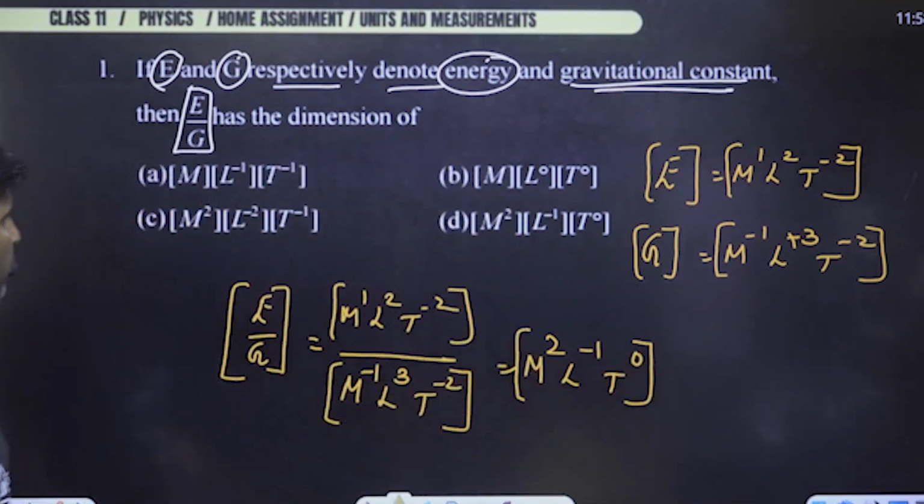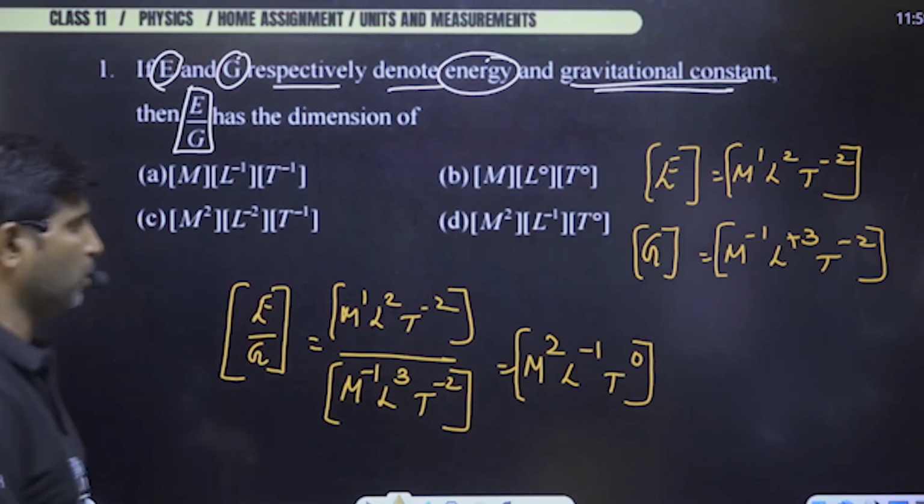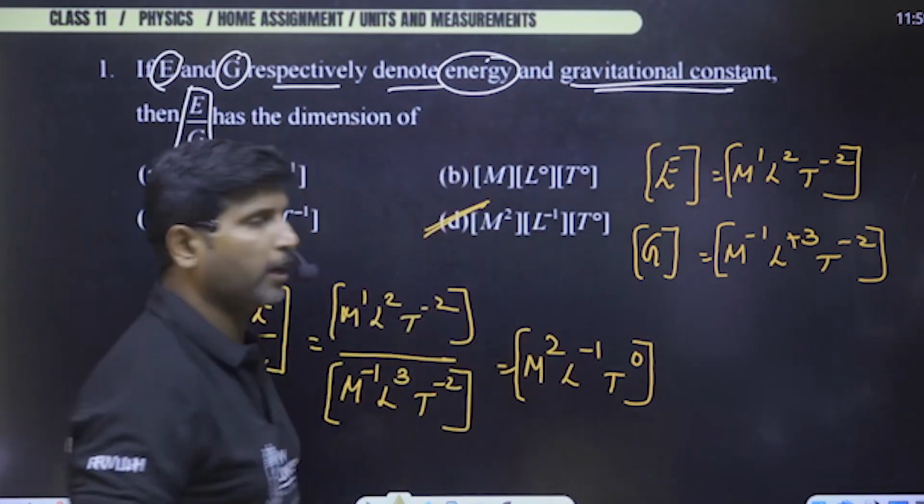So what is the option we can say here? M power 2, L power minus 1 and T power 0. Hence we can select option D as the right answer here.